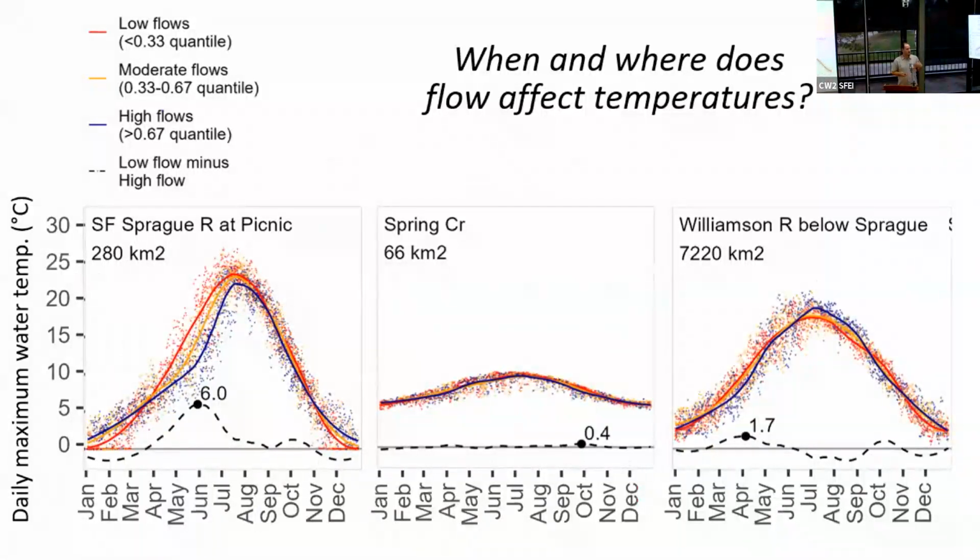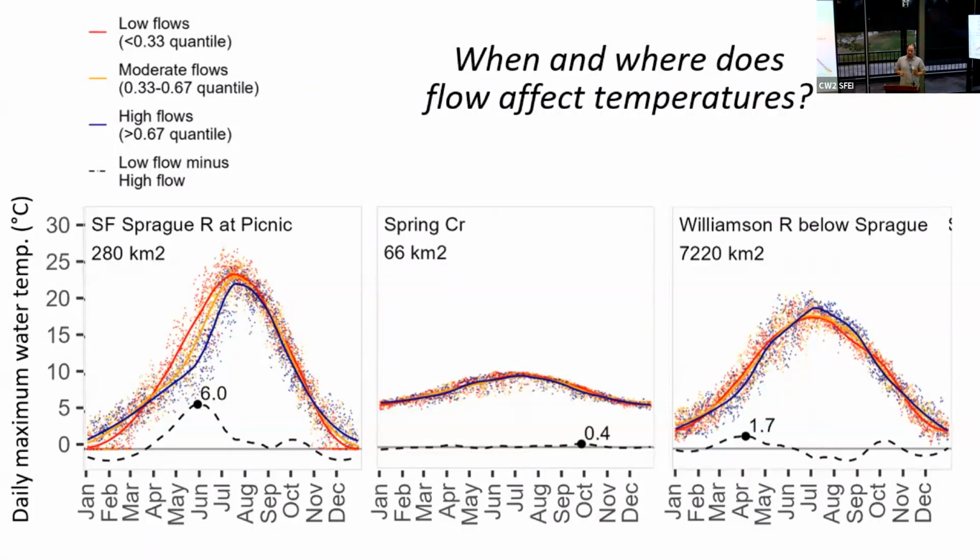So here's an example for 3 sites. I'll start with the one on the left, which is the South Fork Sprague River at a picnic area, which is near the upper extent of the valley, right downstream of the canyon of the Sprague River Valley. And you'll see at this site, the red line is temperatures during a low flow condition. The blue line is temperatures during the high flow condition. And then the dashed black is the difference between those two. So in late May, early June at this site, it's 6 degrees Celsius warmer under the low flow condition than it is under the high flow condition.